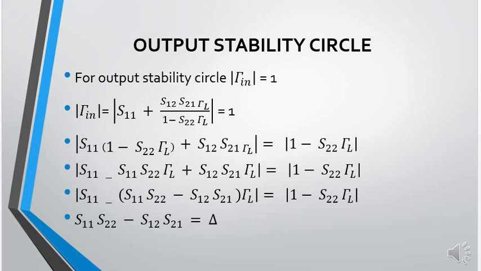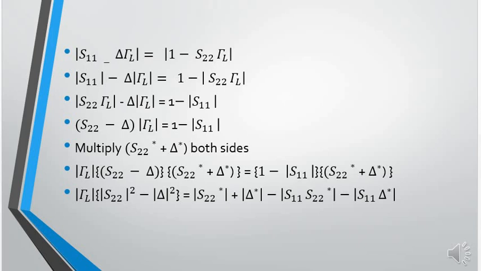So here the gamma L is common in second and third term. So keep it common. So the second term is called as del. S11 S22 minus S12 S21 is equal to del. So substitute that del value in the above equation. So S11 minus del gamma L is equal to 1 minus S22 gamma L. So magnitude of S11 minus del into gamma L equal to 1 minus S22 gamma L. So simplify this. So gamma L is common for both the terms, so you keep it outside. So S22 minus del into gamma L is equal to 1 minus S11.